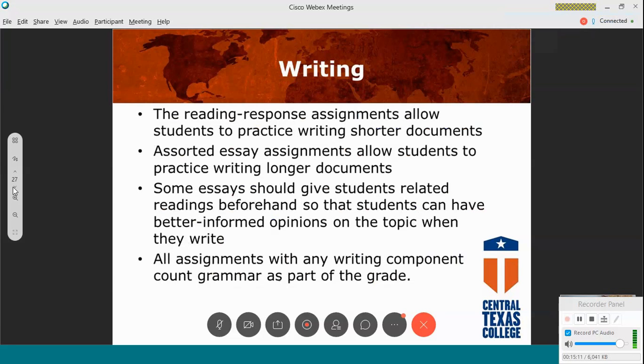For more major essays, there is reading beforehand. We try to have a pro and a con reading for each of those types of topics, meaning students can have better informed opinions on the topic when they write. They're not allowed any resource other than English. So whatever they've internalized from their reading just means they have better information.